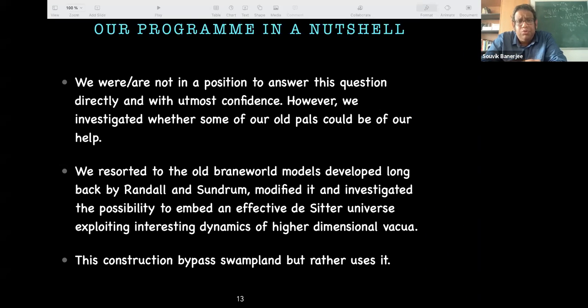And we resorted to the old braneworld models developed long back by Randall and Sundrum. We modified it and investigated the possibility to embed an effective de Sitter universe, exploiting interesting dynamics of higher dimensional bulk. This construction will bypass the swampland and will actually use the swampland conjecture. It is one of the examples where we will show a very concrete realization of this model in terms of the decay of this non-supersymmetric AdS spacetime.